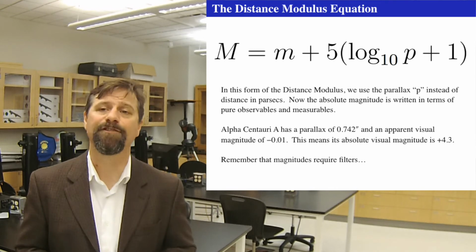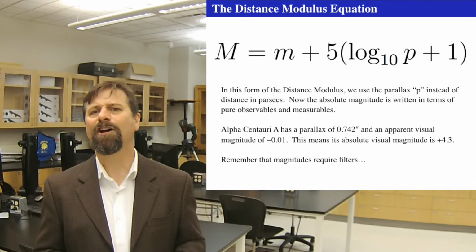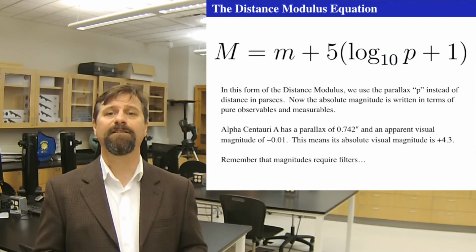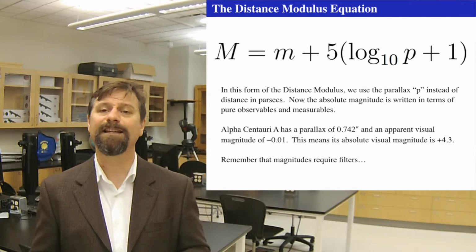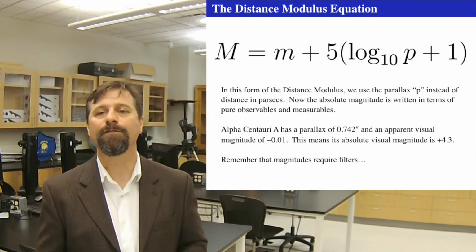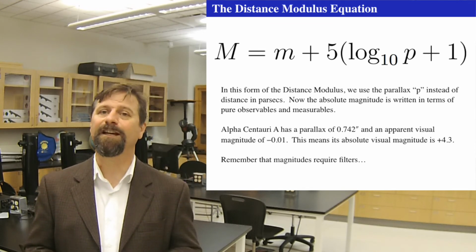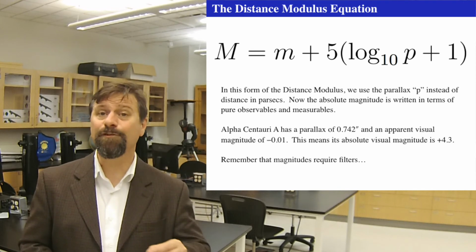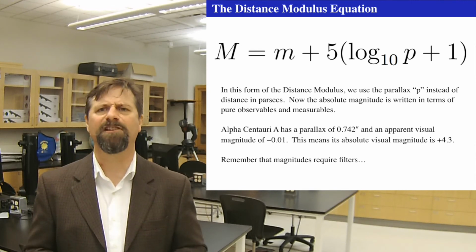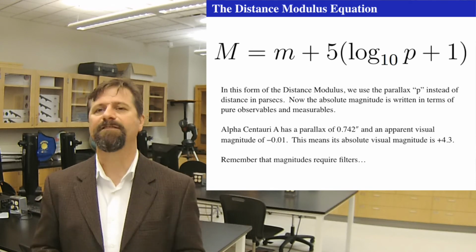So as an example, if we take one of the nearest stars to us, actually not Proxima Centauri, but Alpha Centauri, which has a parallax of 742 milli-arc seconds, and it has an apparent magnitude of just a little bit brighter than 0, it's minus 0.01, then that means its absolute visual magnitude is about 4.3, plus 4.3. The apparent visual magnitude means what we see it to be. And that's what the math works out to be.